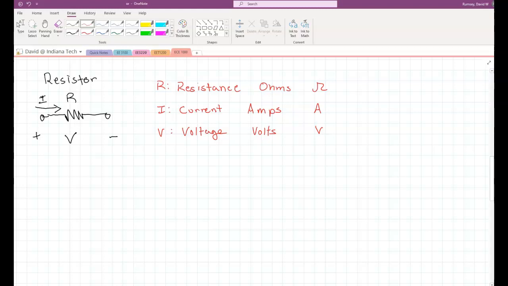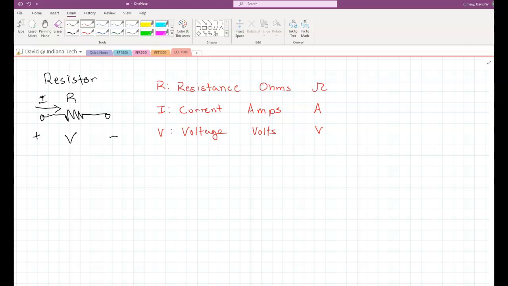Now, one thing we're always going to really be interested in, and it's quite frankly what most of us are interested in, is the current voltage relationship. Because what we can think about is that there's some kind of signal coming in, and we want to know how the resistor affects that signal. Does it affect the current of the signal? Does it affect the voltage of the signal, etc.? So how does it affect the signal?